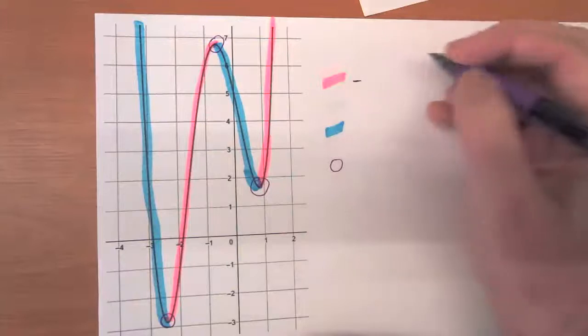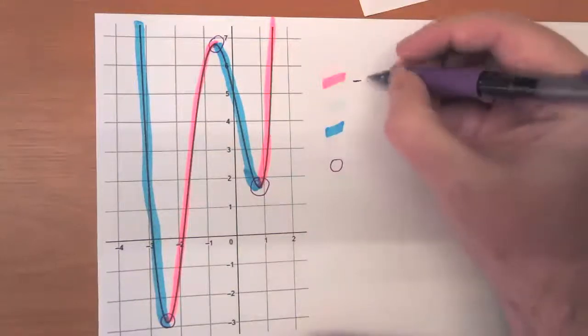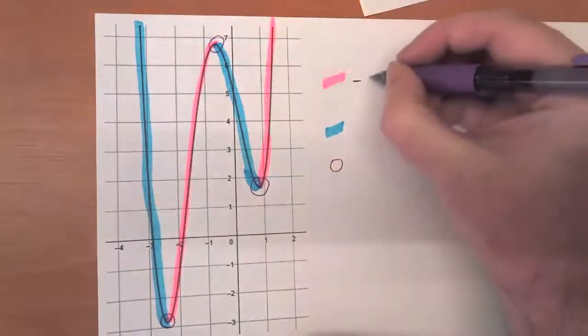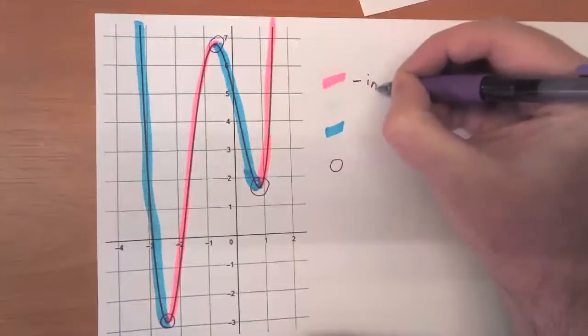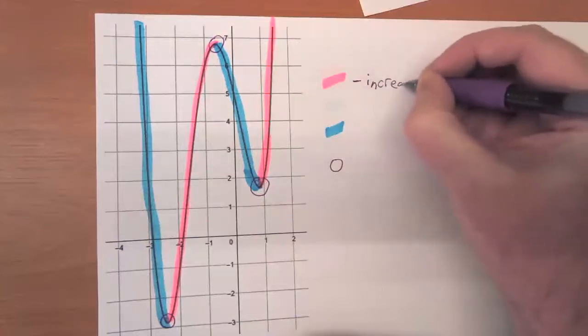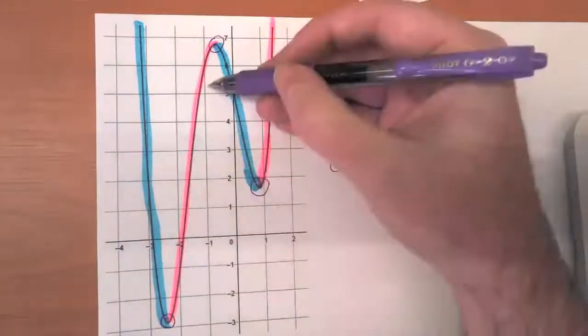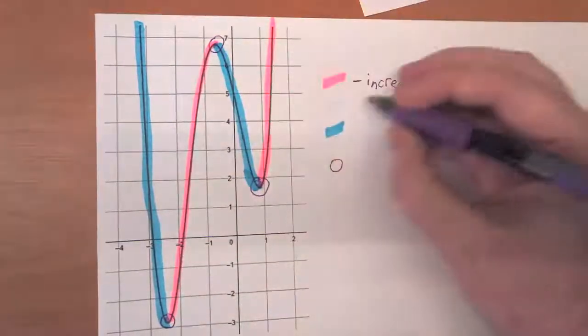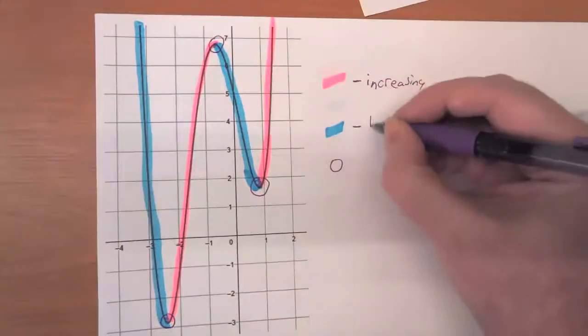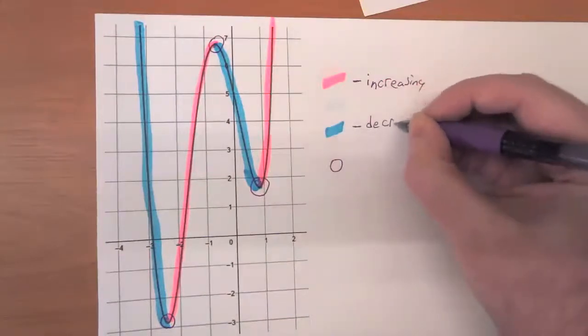So the pink areas, we're going to describe that as the intervals where the graph is increasing. That means its value is getting larger over the interval. And blue is going to be the intervals where the graph is decreasing.